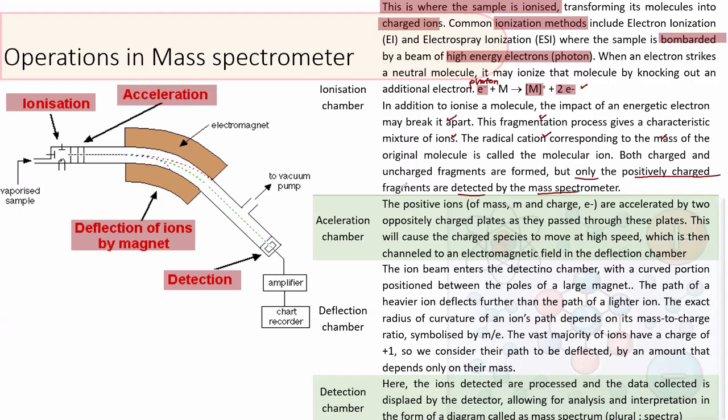Right? In the acceleration chamber, the positively charged ions of mass and charge are accelerated by two oppositely charged plates as they pass through these plates. This will cause the charged species to move at high speed, which is then channeled to the electromagnetic field.